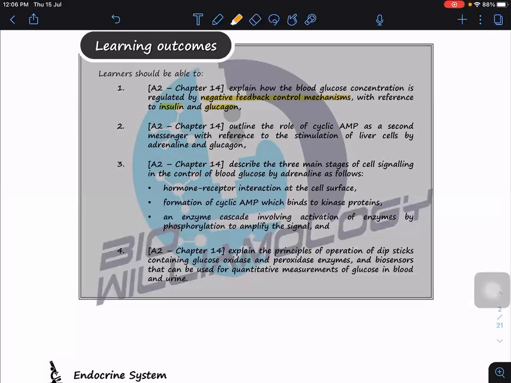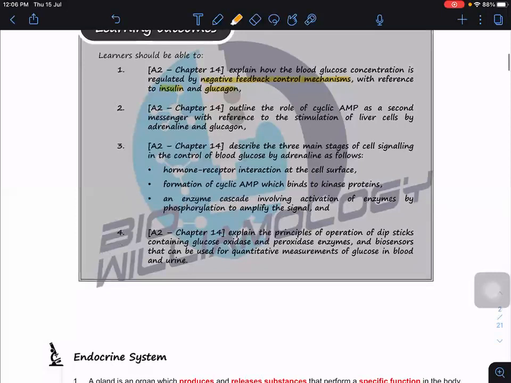Next, in terms of glucagon, I'll put adrenaline aside for now. We outline the role of cyclic AMP as a second messenger, with reference to the stimulation of the liver cell by adrenaline and glucagon. Our focus is first on glucagon, but both of them have the same pathway. We're going to look at the cyclic AMP.